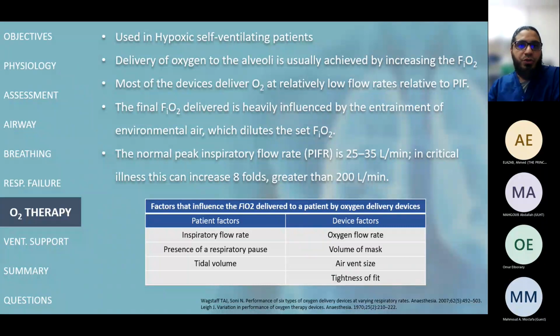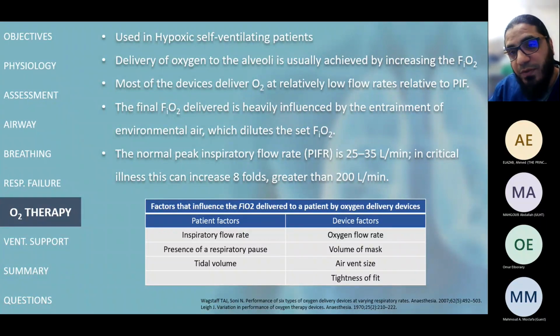So we will use oxygen therapy for the patients who are hypoxic but still self-ventilating. And as I said earlier, this is the first step, and the easiest step to correct is increasing the inspired oxygen, hoping that this will improve the hypoxia. Most of the devices that we use in the wards have low flow rates. And what does it mean? If you think about the normal flow rate that a normal subject uses at rest, it's ranging from 25 to 35 liters per minute.